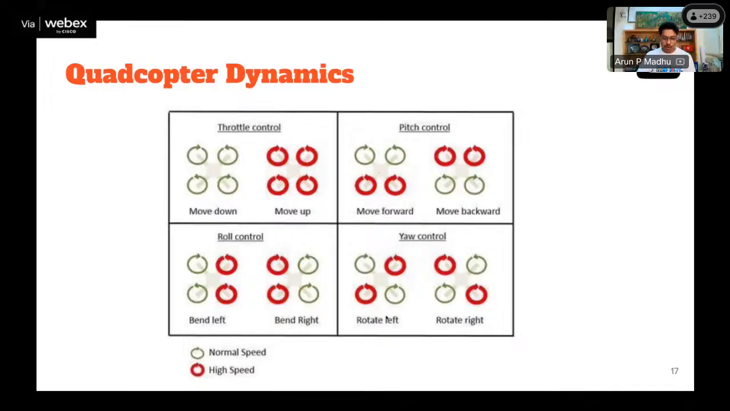In order to yaw, you always increase or decrease the velocity of the opposite motors, the diagonally opposite motors. These motors will be rotating in the same direction, these two motors. If you want to rotate left, you increase the velocity of these two motors, and if you want to rotate right, you increase the velocity of these two motors.